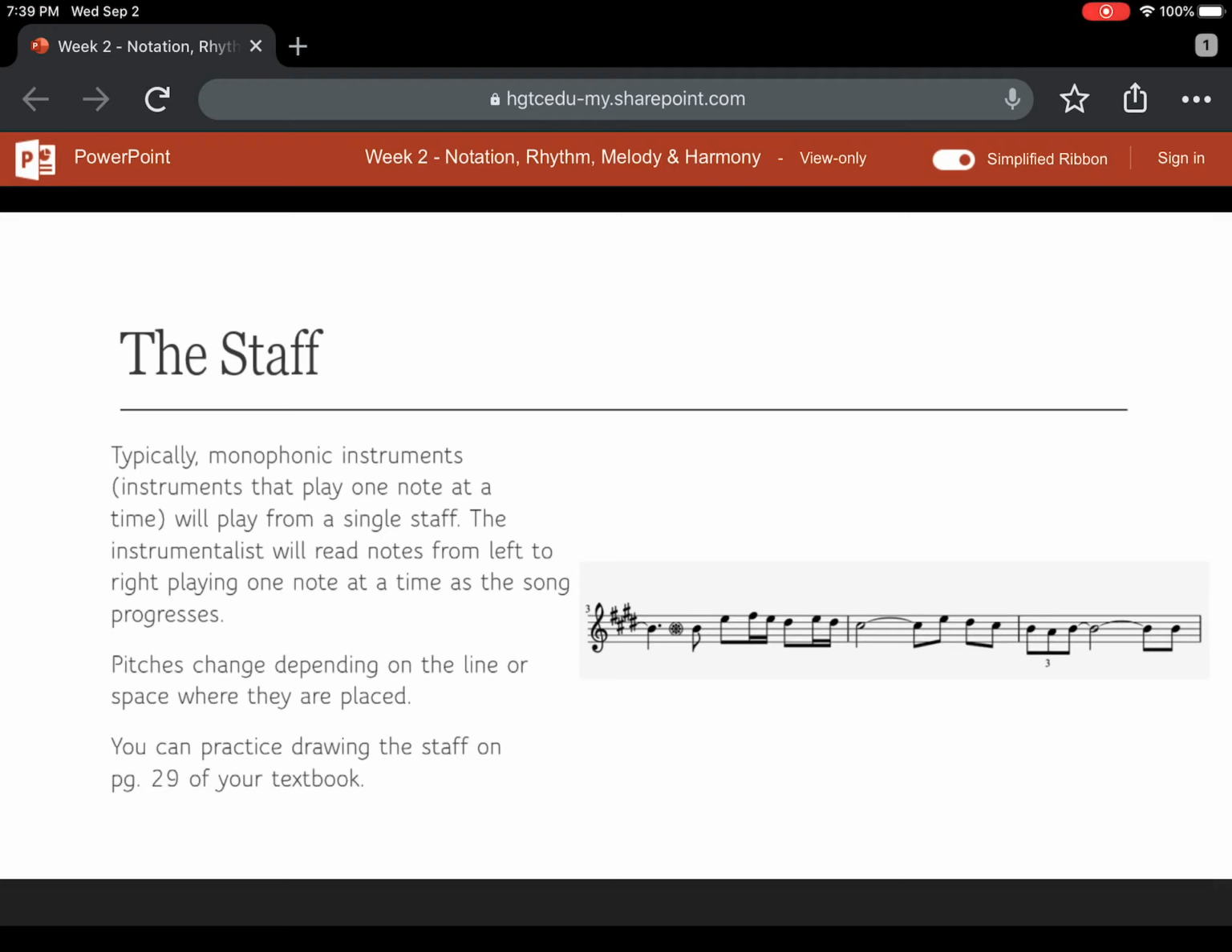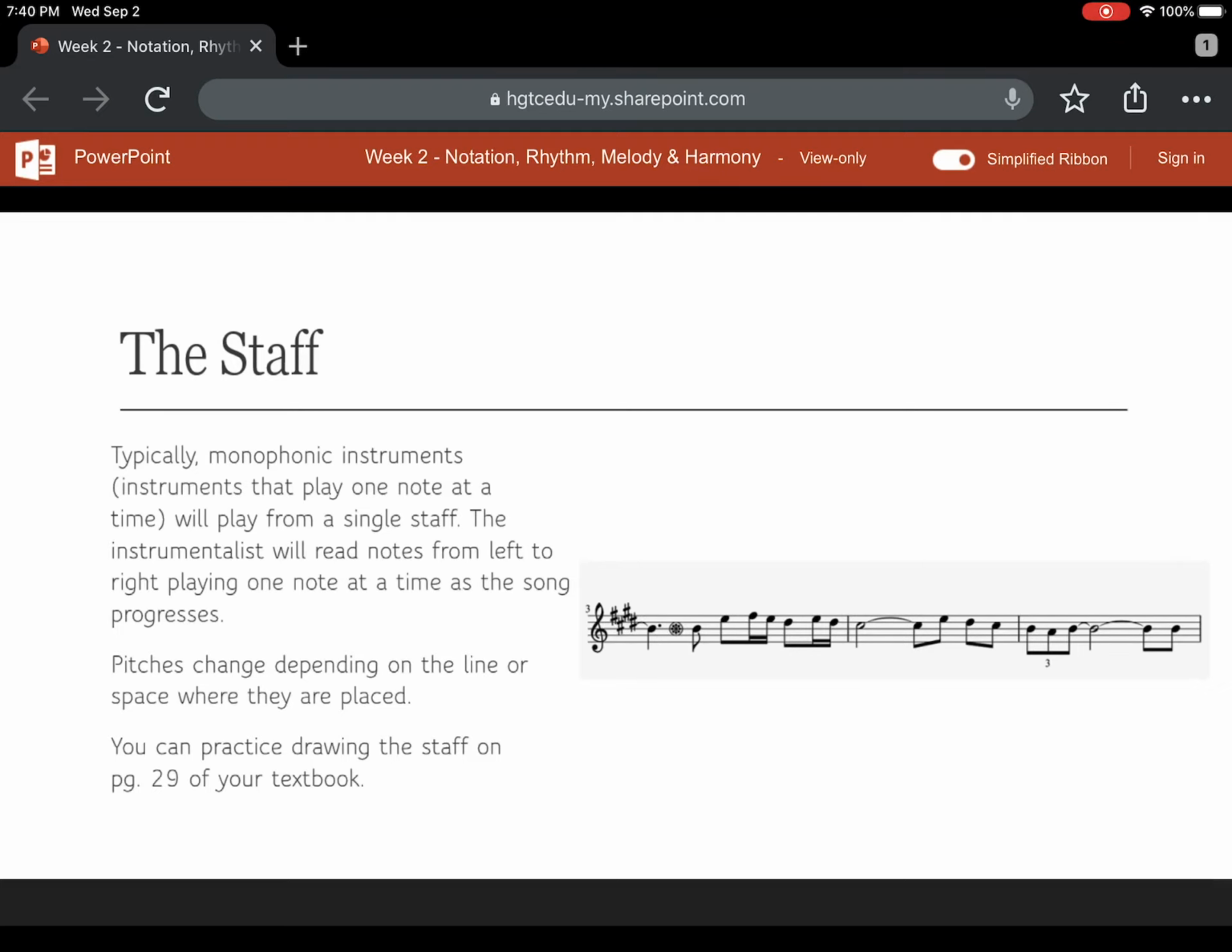The staff: typically monophonic instruments, meaning instruments that only play 1 note at a time, will play on a single staff. So if I had a saxophone, it would look just like it does on the right hand side here. It'd be 1 line of music at a time because my instrument can only make 1 note at a time. The instruments read notes from left to right just like you would read a book, and it moves further to the right as the song progresses until it wraps around. It's exactly like reading the newspaper or anything in our modern language.